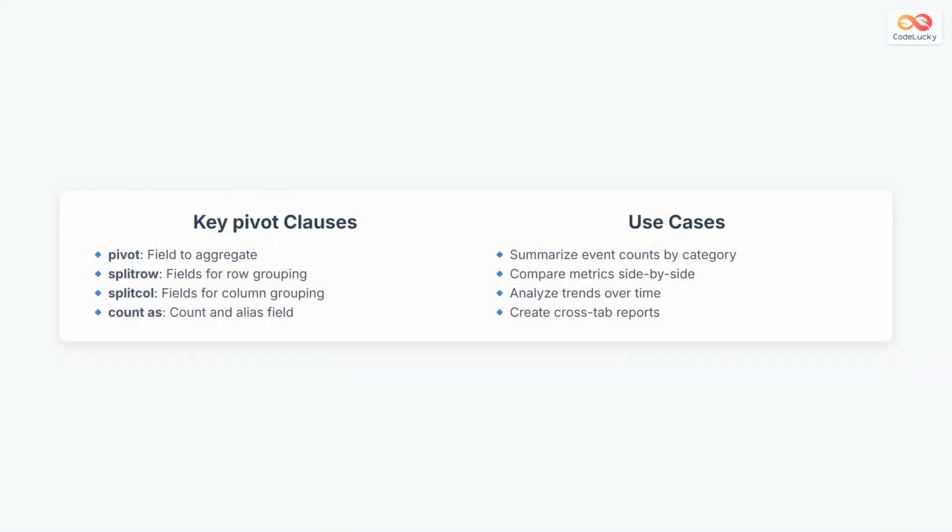The key clauses for the pivot command include pivot, which specifies the field to aggregate, splitrow for row grouping, splitcol for column grouping, and count as to count and assign an alias to the results. Common use cases include summarizing event counts by categories, comparing different metrics side by side, analyzing trends over time, and creating cross-tabulated reports.